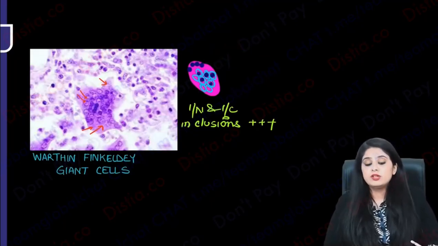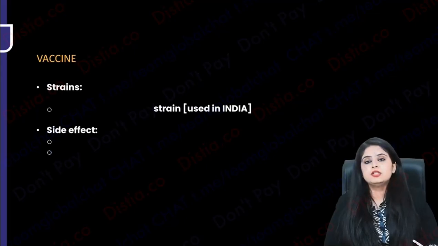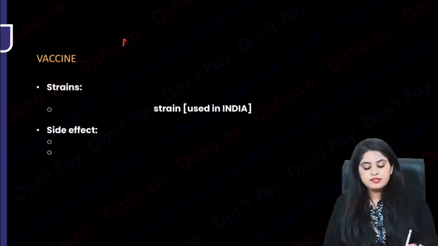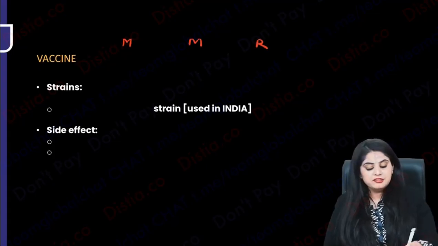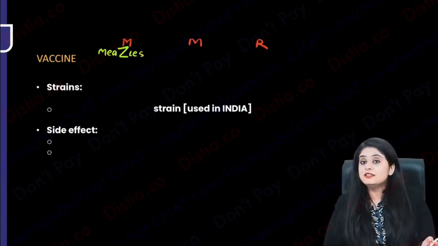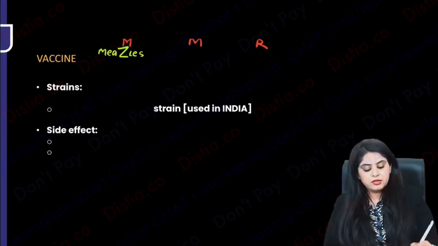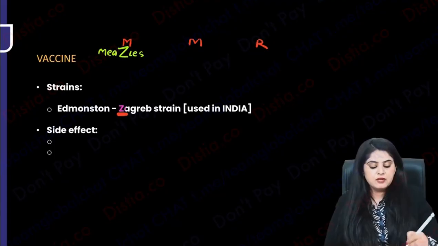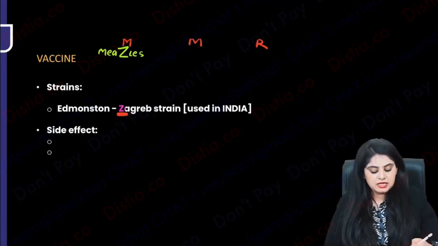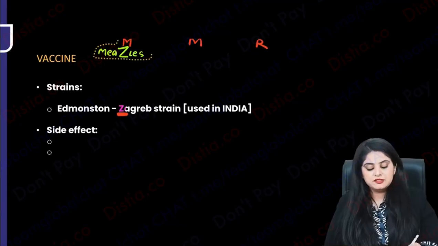Coming to the vaccine, what is the vaccine strain that is used in India? So now you will always have a problem with the MMR vaccine. As we think about MMR, it comes common: measles, mumps, rubella. So measles, the way you say measles, from today onwards you will write measles like this. And measles is going to be the Edmonston-Zagreb strain. So that is how I have learned it. The Edmonston-Zagreb strain is the one that is used in India, and that is what you use for the measles vaccine.